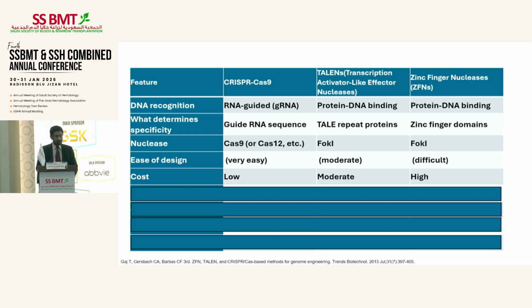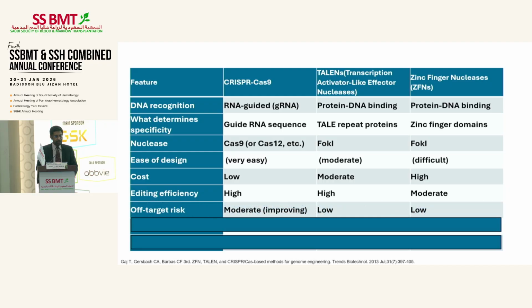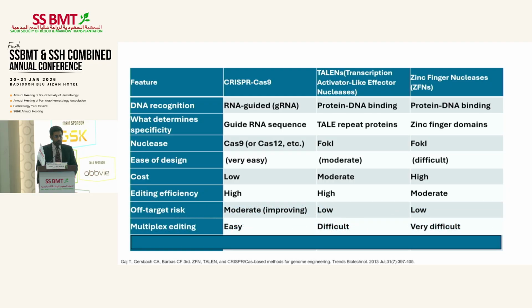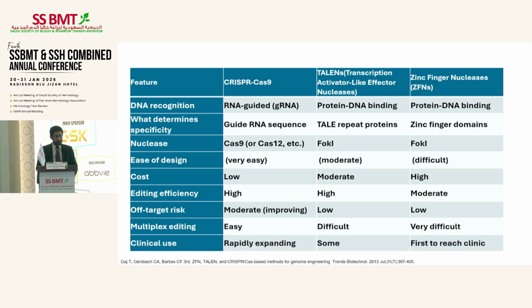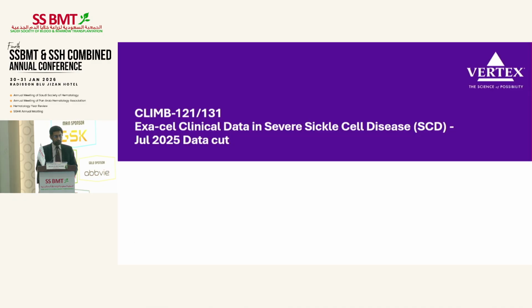The cost is lower with CRISPR-Cas, and the editing efficiency is higher with CRISPR-Cas, and the off-target risk is moderate. So multiplex editing is easier, but it's rapidly expanding the CRISPR-Cas technology. There are other technologies being processed at the moment, and you can see this in the list. Some of them use permanent technologies to edit the genes permanently, some don't. And we will see more of these technologies of editing genes in the future.